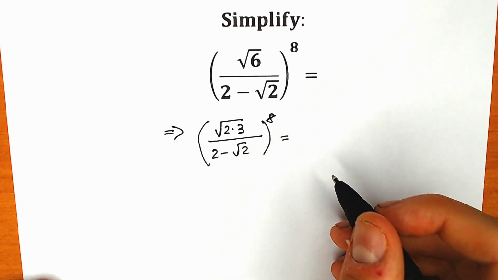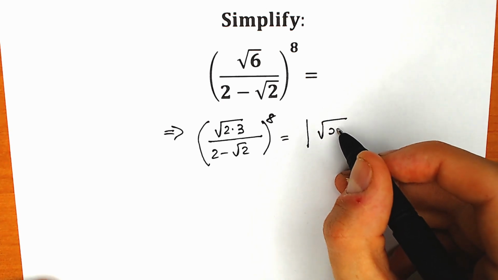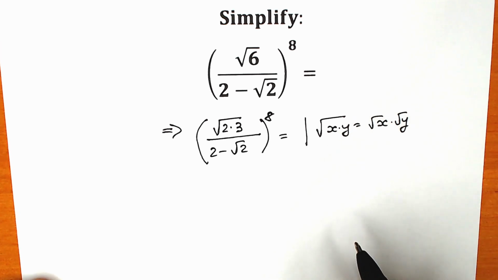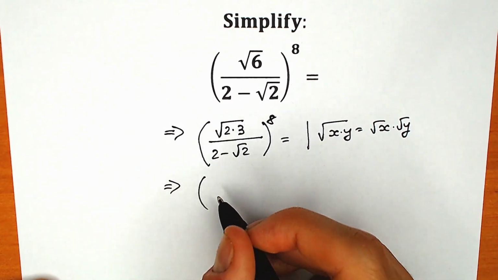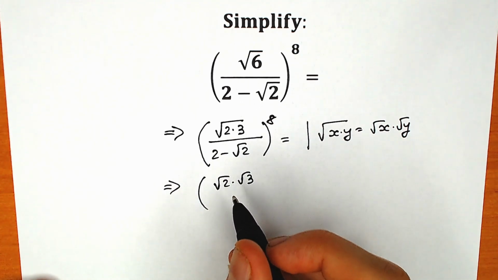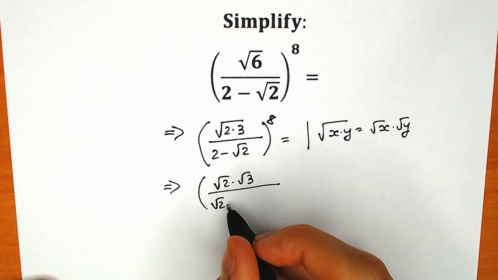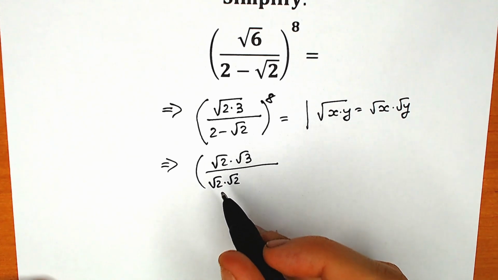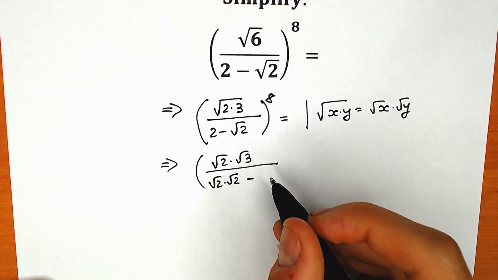Right now we need to know a really great property. Whenever you have an expression that looks like the square root of x times y, you can easily split it as square root of x times square root of y. So in our numerator we have square root of 2 times square root of 3, and in our denominator, instead of 2, let's write square root of 2 times square root of 2. It changes nothing because square root of 2 times square root of 2 equals 2, but as a result we can easily factor square root of 2 from our denominator.